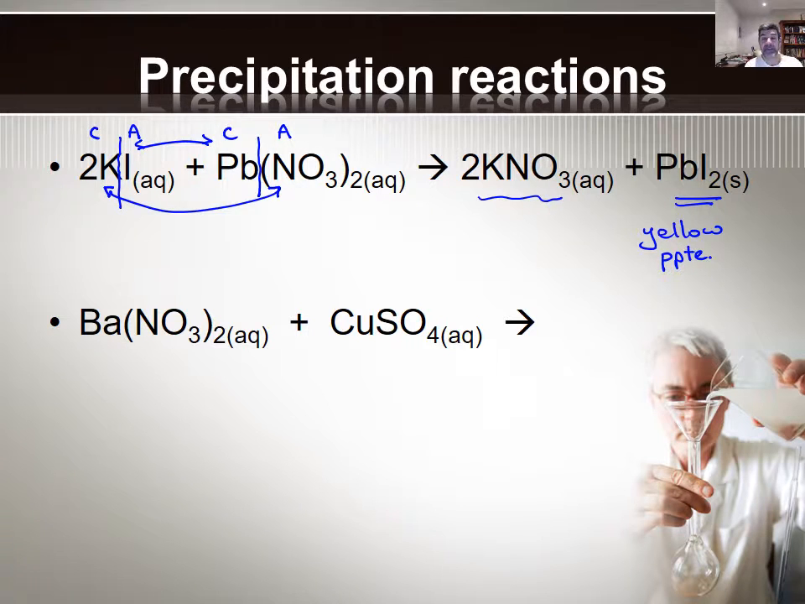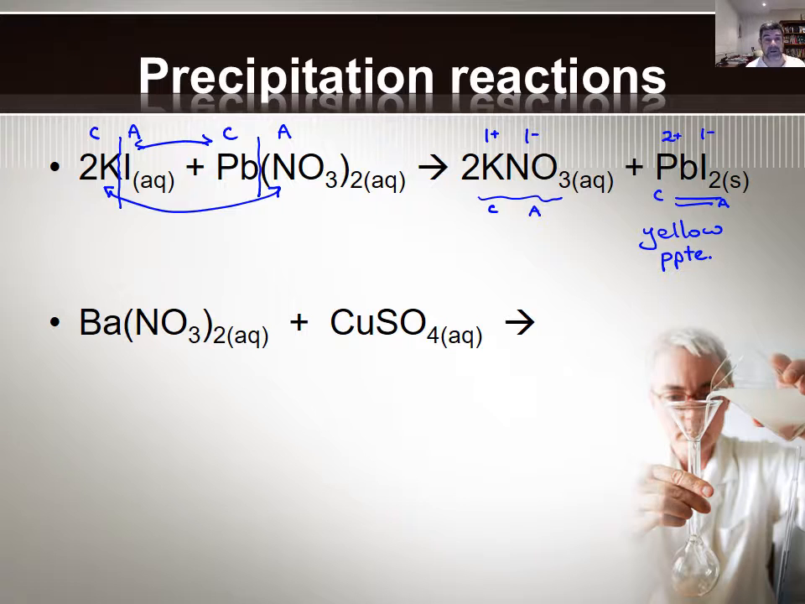So the yellow precipitate will be the lead iodide, and it forms as a consequence of the fact that it is a 2+ ion. Iodine forms a 1- iodide ion. The nitrate also is 1-, and the potassium is 1+. So you can see that all we've done is we've switched over our cations and our anions, and we have new combinations. This is the key to precipitation reactions.